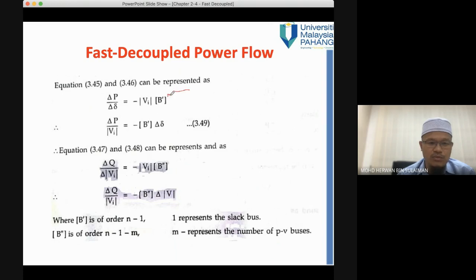So when we do the fast decoupled method, first you have to construct B prime. Once you get B prime, you can rearrange, because B prime is in terms of a matrix. And then delta P over Vi, this one you rearrange. Because this is a linear equation, delta P over V, you bring V down and theta up. So you will get negative B prime theta.